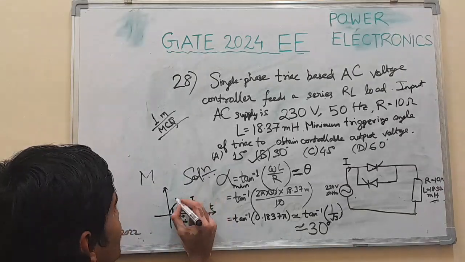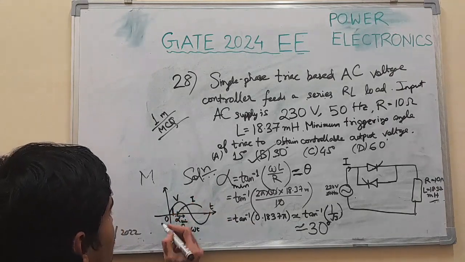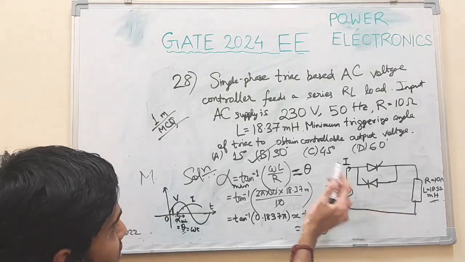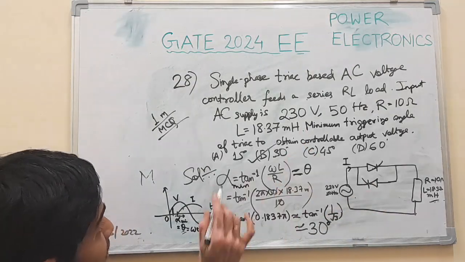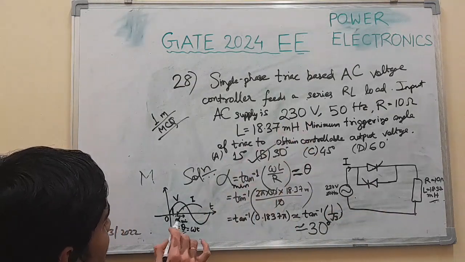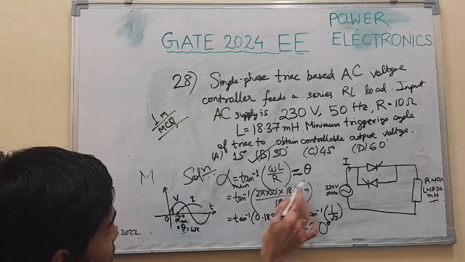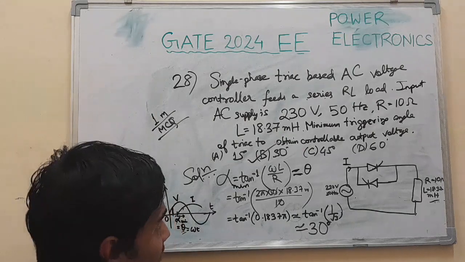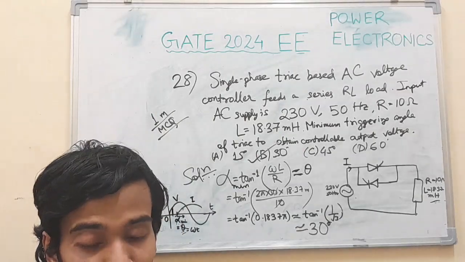Current waveform is this and voltage waveform is this. So the minimum value of alpha, the firing angle of the thyristors in the anti-parallel single phase triac, should be alpha min equal to theta, the impedance angle of the load. So the answer to this question is 30 degree, and I have explained the theory of the concept behind it also.